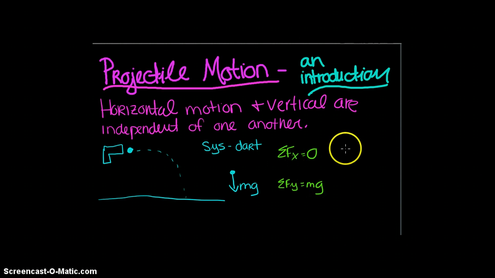And if this is the case, acceleration in the x direction will be 0, and this is assuming that there's no air resistance, no other objects interact with our object here. And acceleration in the y is 9.8 meters per second squared downward.